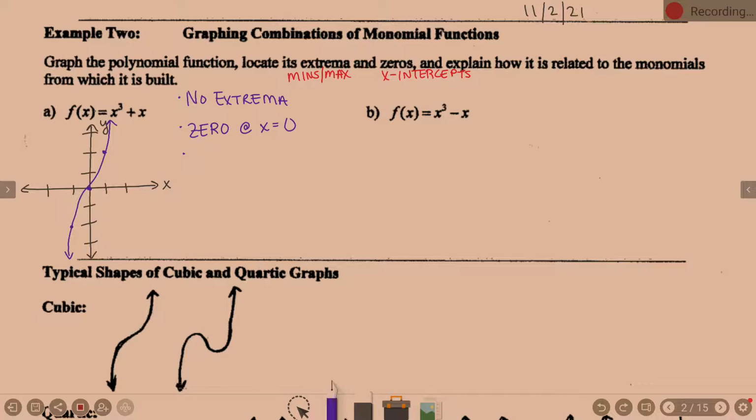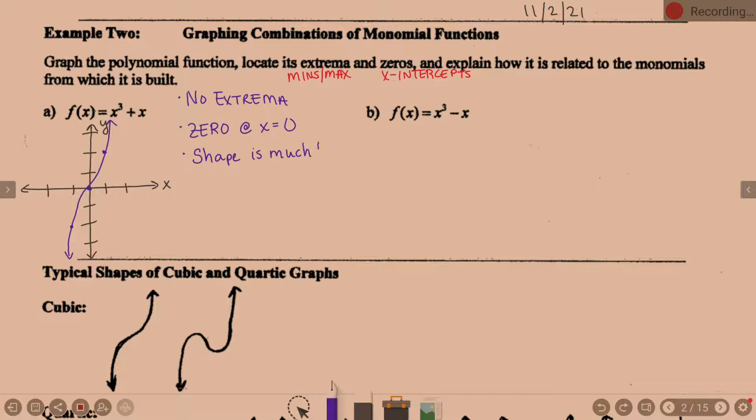Okay, so what I need you guys understanding is, the general shape of this graph is like x cubed, which is the dominant degree here. But then around the origin, our graph takes the shape of y equals x. So when it talks about how it is related to the monomials from which it's built, that's what we're talking about.